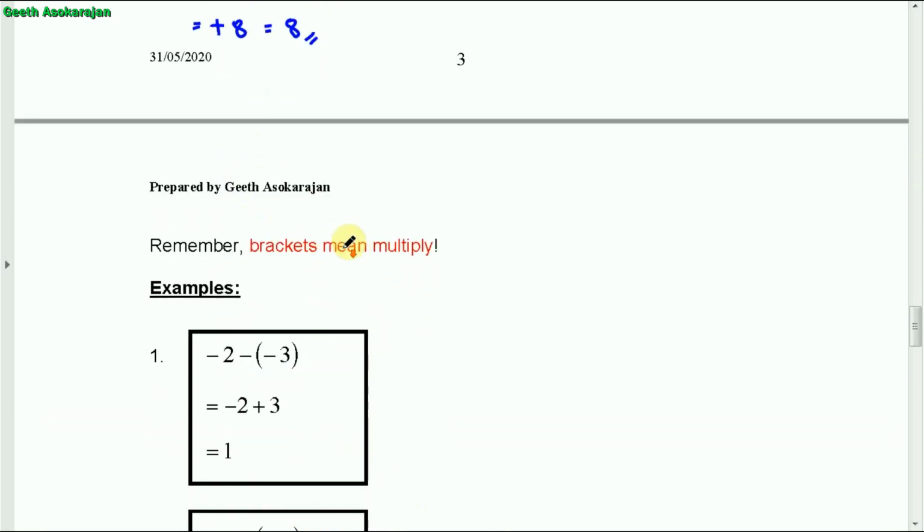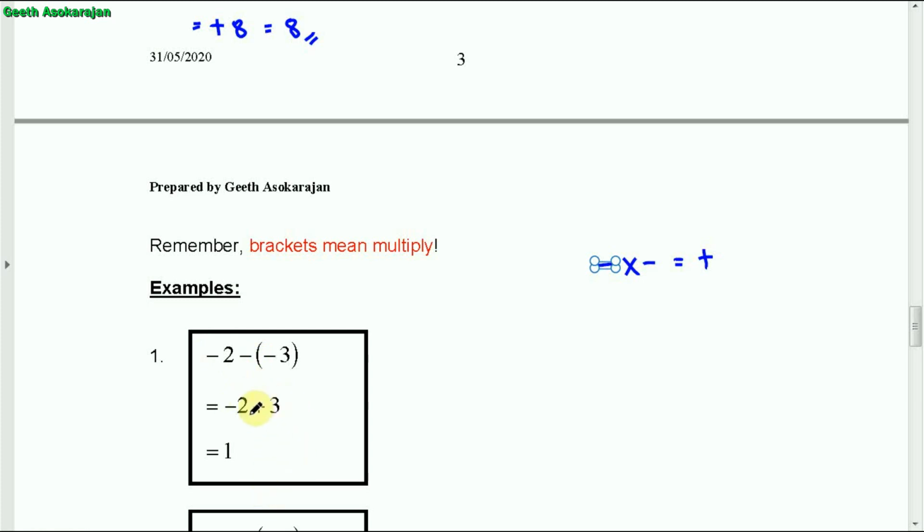Now remember, brackets means multiply, so whenever you've got a bracket, that means multiply. So with example number 1, minus 2 minus of a minus 3, okay? So remember, minus times minus is a plus. So I have minus 2 minus of minus 3. These two minuses become a plus. So I can write minus 2 plus 3.